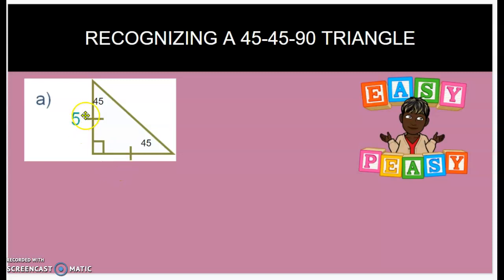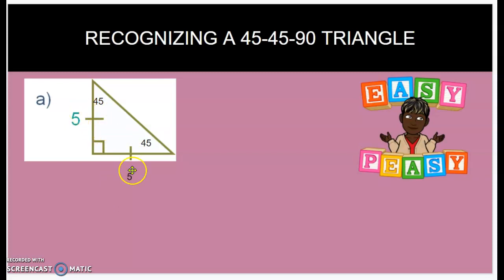Now here you would think, well, how could I use the Pythagorean theorem on this one? I only have one side measure. Well, if you look at the markings, that tells us that they are congruent. So therefore you have two measures. Okay. So if one of the legs is 5, then the other leg is also 5. Okay, we call that isosceles.